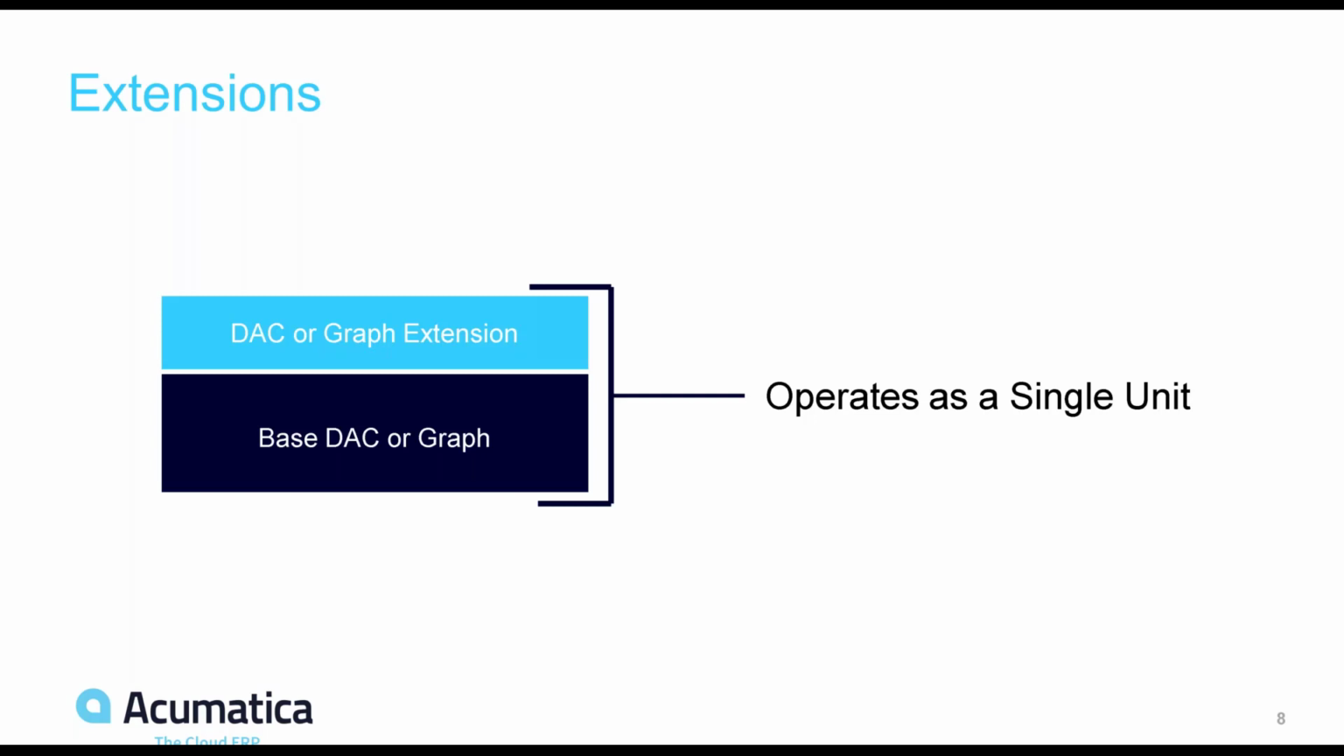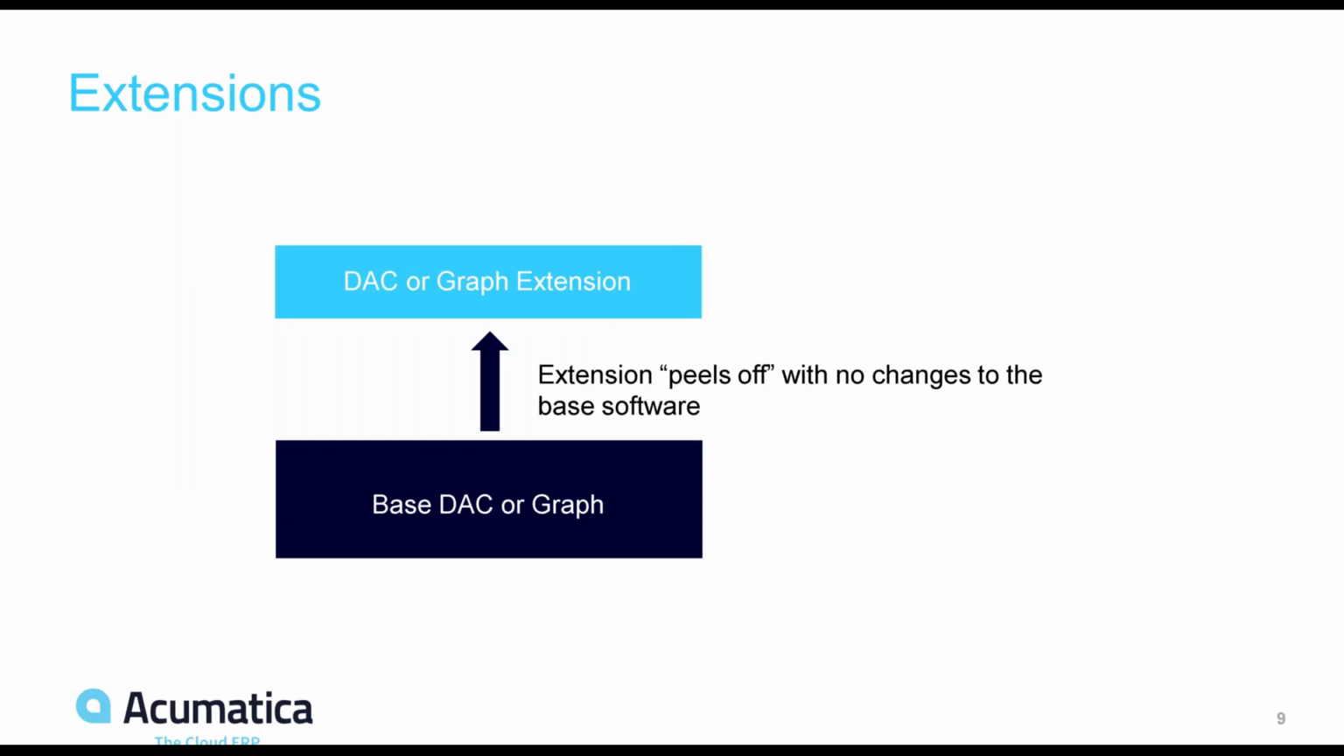So what you have is you have the base data access class or the base graph, and then you have an extension that sits on top of the base element. When you're working in the software, these two operate as a single unit. So when you query the base DAC, the extension comes along with it. And lastly, since you are not making any modifications to the base element, you can actually peel off the extension with no changes to the base software remaining.